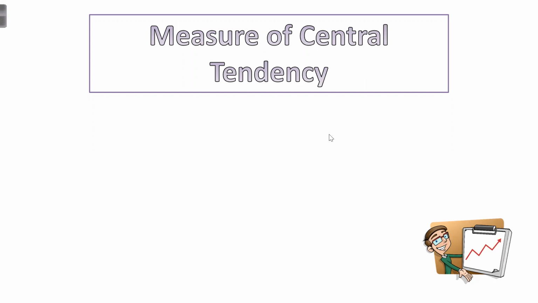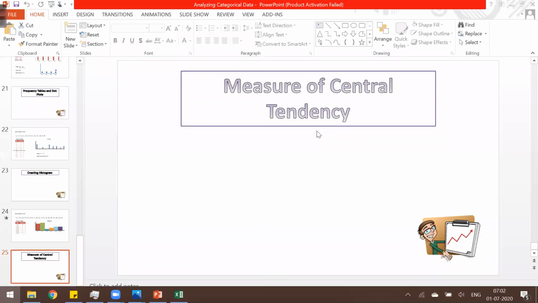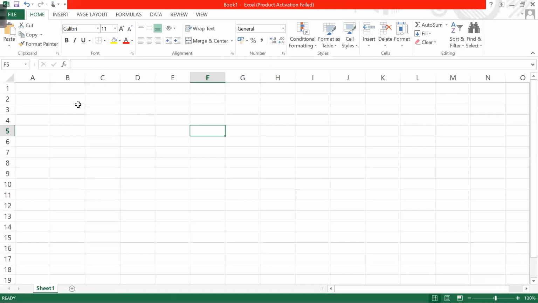So measure of central tendency, in that we already have the understanding of mean, median, and mode, right? And that is what we have to discuss today. So for example, let's consider that we have a set of data, right? From that set of data we have to find the mean, we have to find the median, and we have to find the mode.